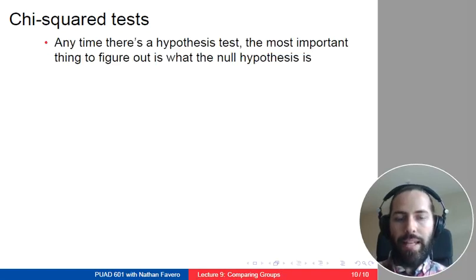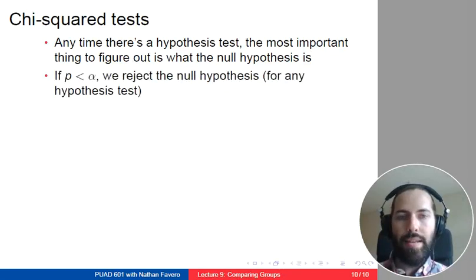So anytime we do a hypothesis test, the most important thing to do is to figure out what the null hypothesis is. Sometimes it's easy to state the null hypothesis. Sometimes, like with a chi-squared test, it's a little bit more complicated. But if we can really clarify, ask questions until we understand what the null hypothesis is, then we should be able to understand the hypothesis test that's being conducted, whatever the hypothesis test is.